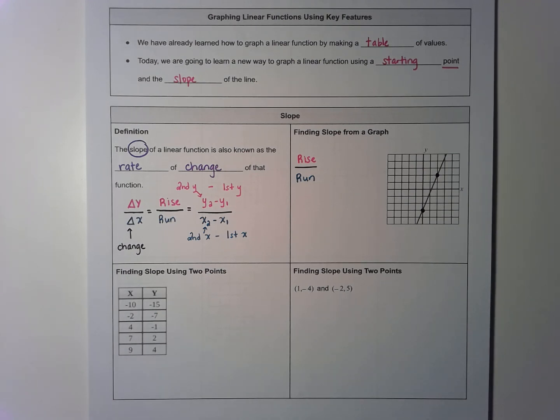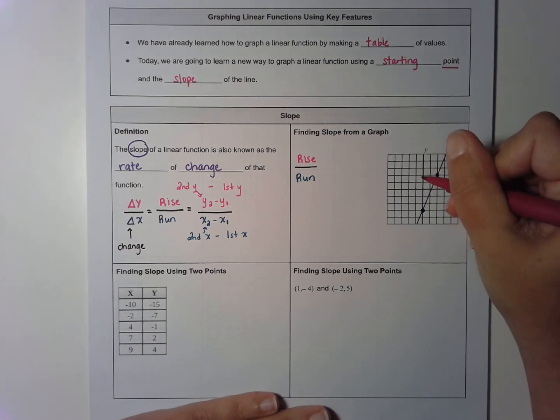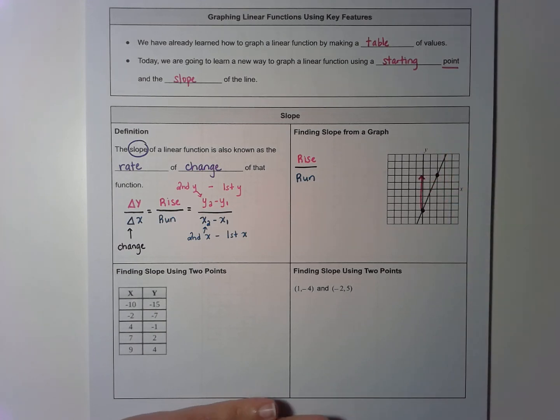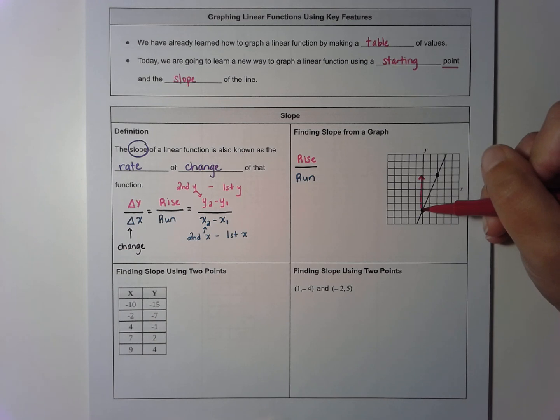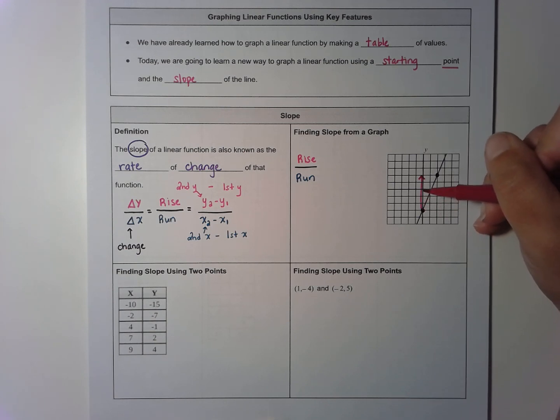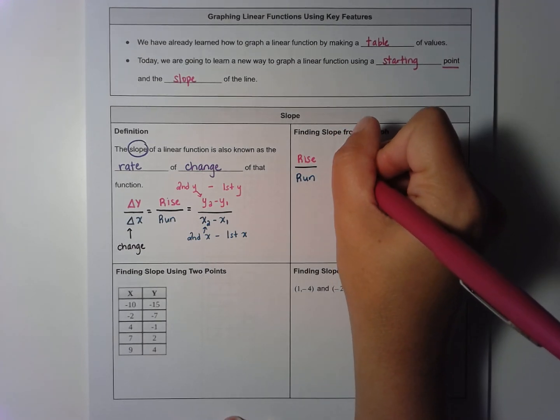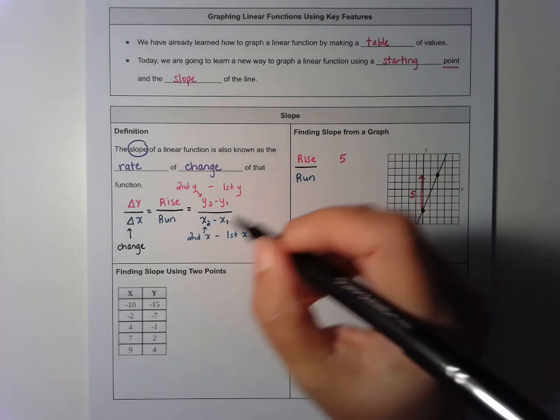Now, in order to find slope, we're going to do rise over run. So start with the lower point. Rise means how far up do you need to go to get to the next point. On this graph, I would need to go up 1, 2, 3, 4, 5 spaces. So the rise on this graph would be 5.